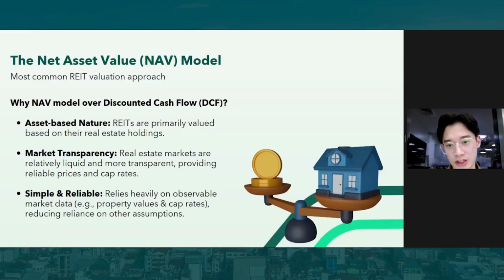So the NAV model, I'd say, is more preferred for REITs as it relies on real estate market prices to determine its value. The other one is it's simple and, I guess, more reliable. The NAV model is easier to do, simpler and more straightforward than the DCF. It also avoids a lot more subjective assumptions when projecting future cash flow. And again, the NAV model heavily relies on observable market data like property values and cap rates to derive its value, reducing the reliance on other projections or assumptions.